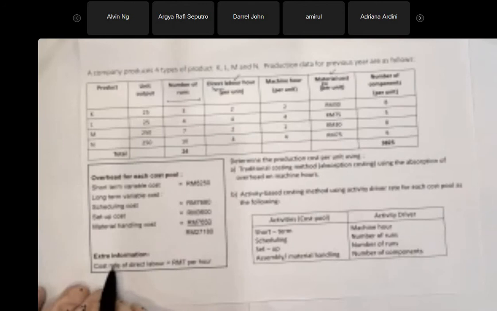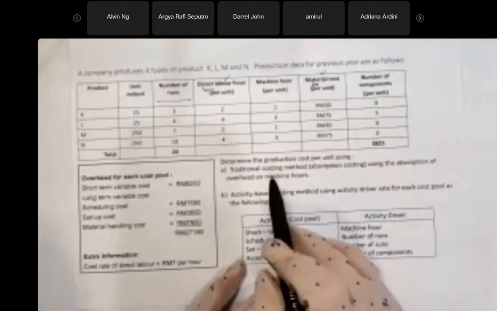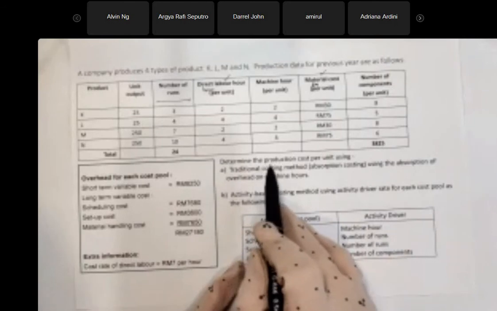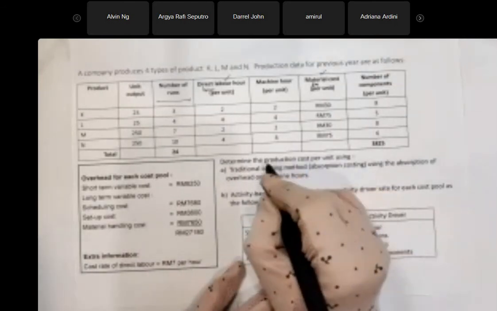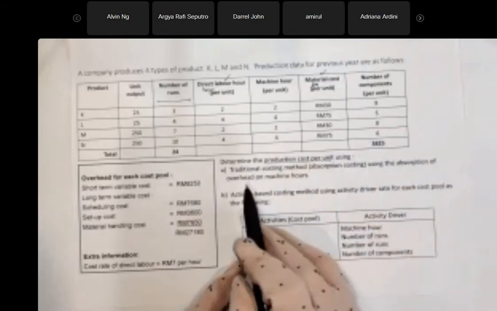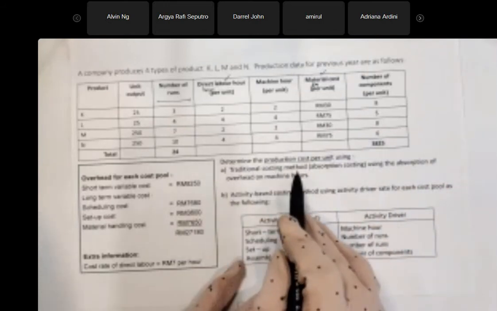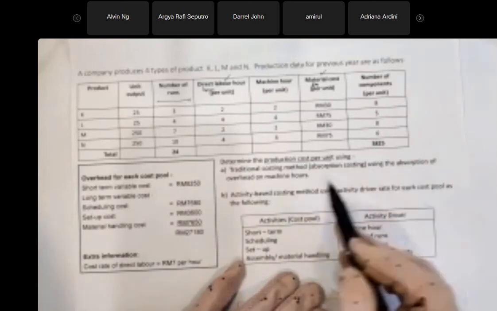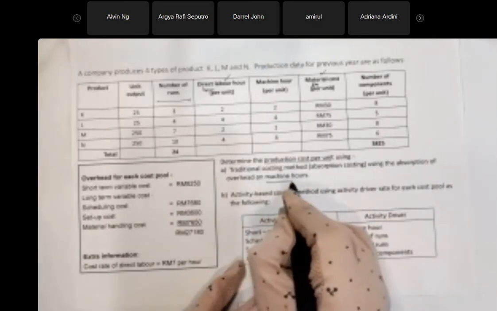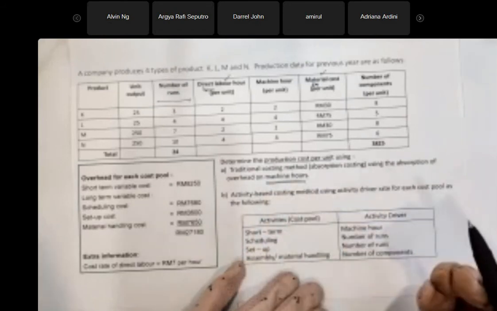Then they give extra information: the cost rate of direct labor. Maybe you have to use it, look at it later in the solution. It is RM7 per hour. Direct labor cost you will pay to the workers is RM7 per hour. The question is to determine the production cost per unit using the traditional costing method, using the absorption of overhead on machine hour. So for absorption, we use machine hour.